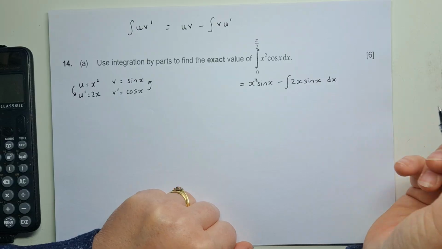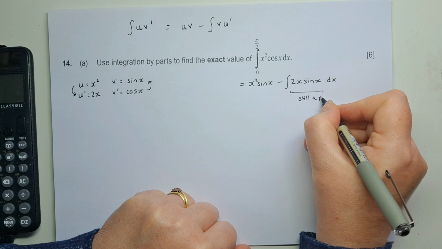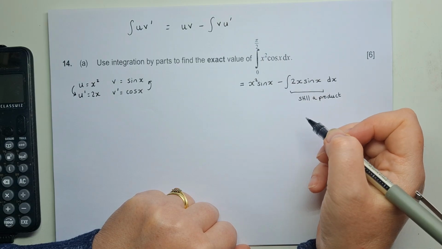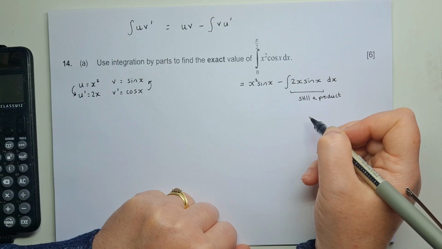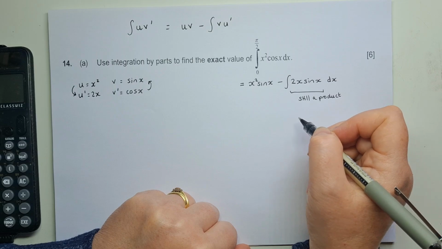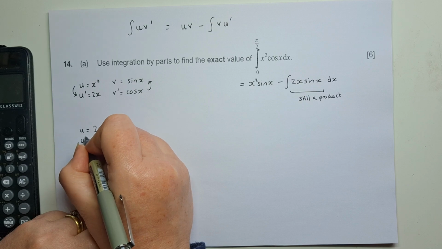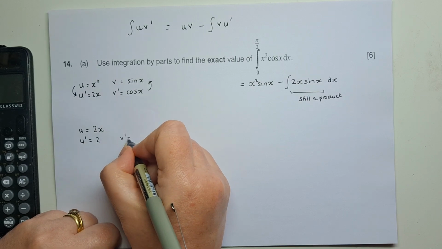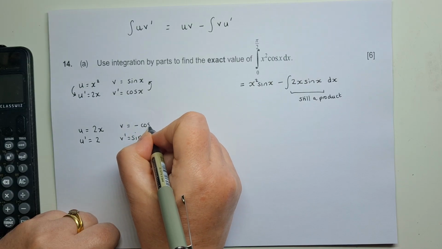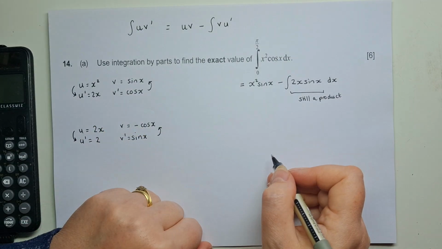Okay, now the problem we've got is this is still a product, but it's got a bit easier because this isn't now a squared term, this is a linear term. So if we run through the rule for a second time, so do the rule within the rule, we should then be able to finish it off. So we're going to go again. So u this time is going to be 2x, and u dash will be 2. V dash will be sine x, and therefore v is negative cos x. You do need to make sure you know your differentials and integrals of your trig.